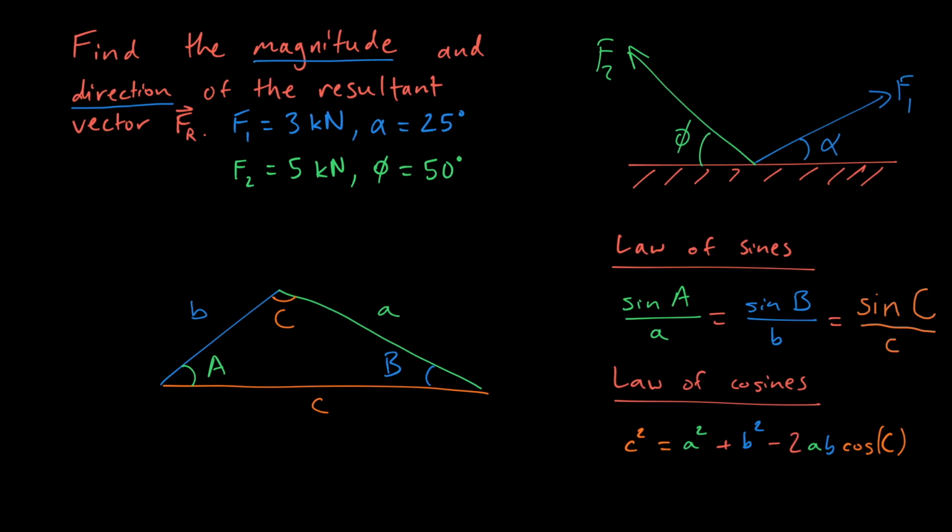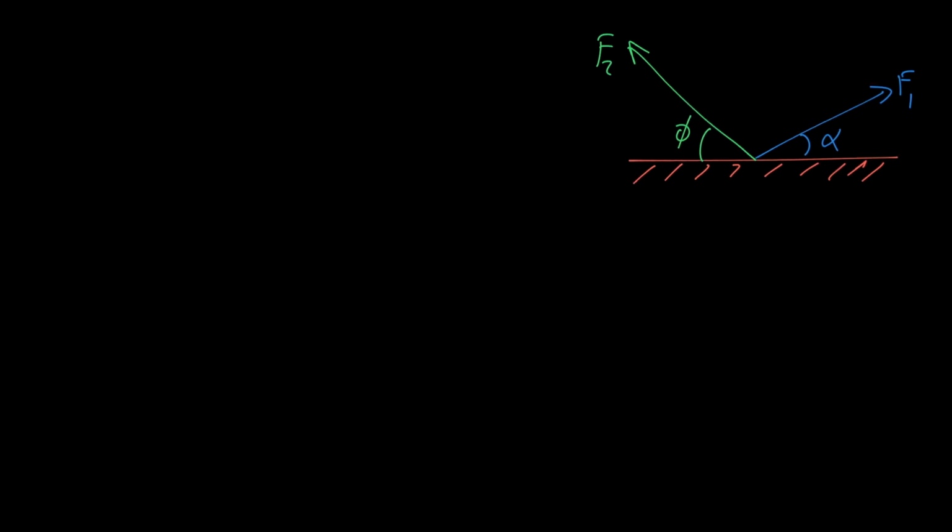The problem says to find the magnitude and the direction of the resultant vector FR, which is not drawn yet. And then we're given the values of F1, alpha, F2, and phi. Now let's add these vectors using the tip-to-tail method to find the resultant. If you remember, these vectors can be added in either order. I will start by drawing the horizontal here. Then we will start with F1, and that one, if you remember, was length 3. And then we have F2, which was 5.